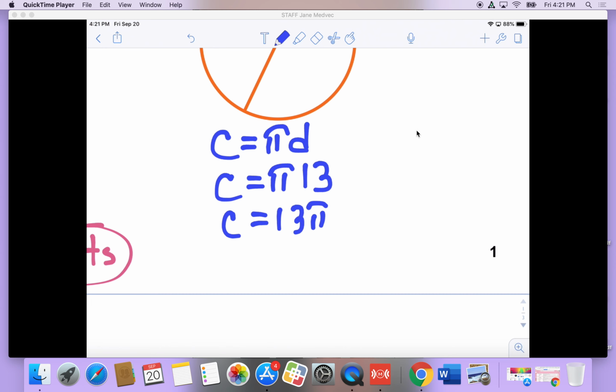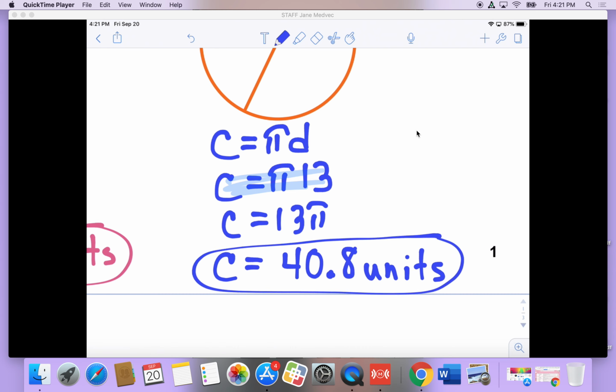So if you wanted to skip this middle step, that would be fine and go right to pi 13. But let's go ahead and use our pi key. 13 pi equals, I have 40.8, and it would be units.